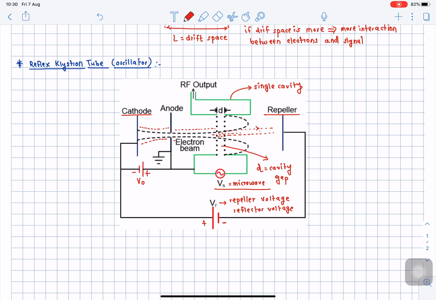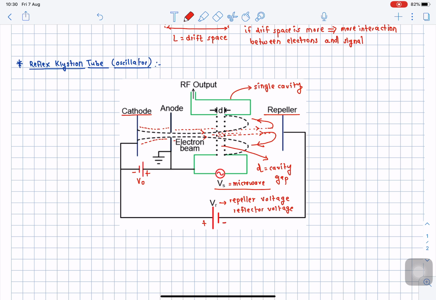So here we already know that the repeller is negatively charged. It is connected to a strong negative voltage. When the electron tries to come near the repeller, due to the negative potential of the repeller, they will get bent back, so they will get repelled, and the path of the electron will be reversed in this way, right? So the same is shown over here. Initially the electron will pass in a straight way. When they come closer to the repeller, they will get reverted back and are repelled again towards the cavity.